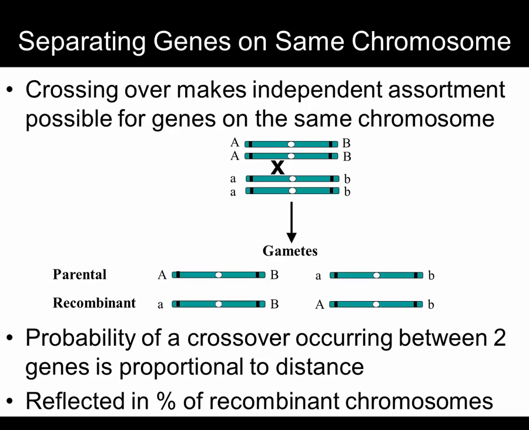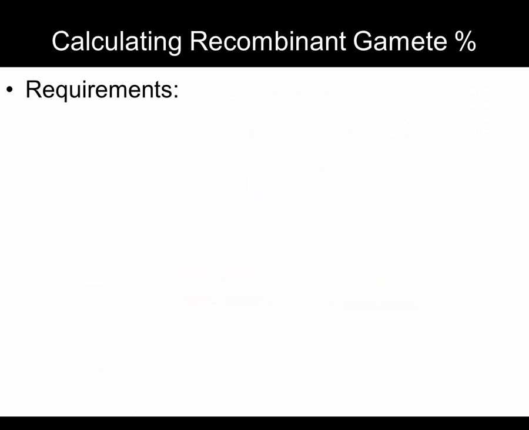Luckily in science, when a supposed rule fails, this isn't a problem, but rather an opportunity to learn more about the underlying complexities. In this case, we can use the knowledge that distance affects assortment to determine the order and proximity of genes along a chromosome. If we're going to relate recombination to mapping, the first thing we need to do is develop a method for calculating the percentage of recombinant gametes.